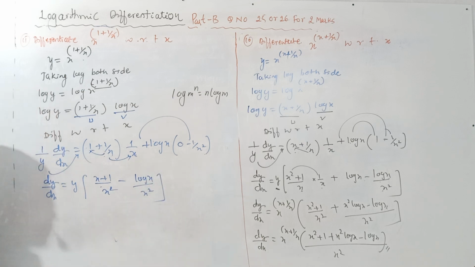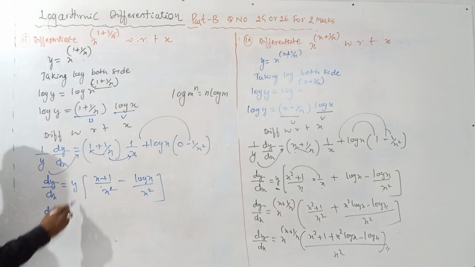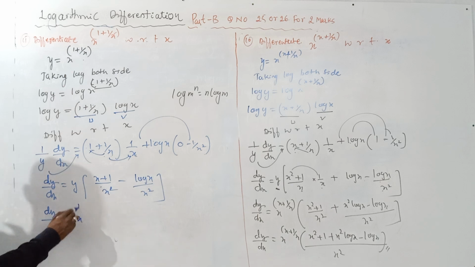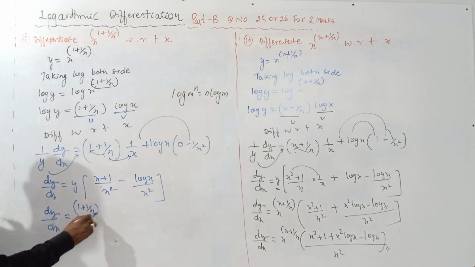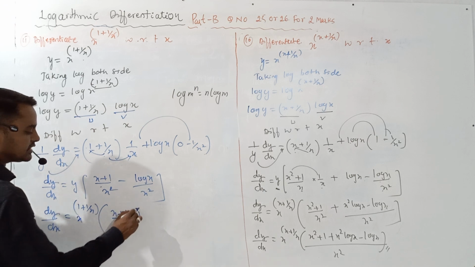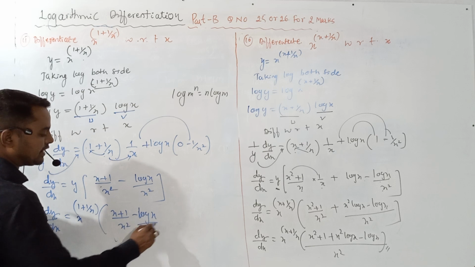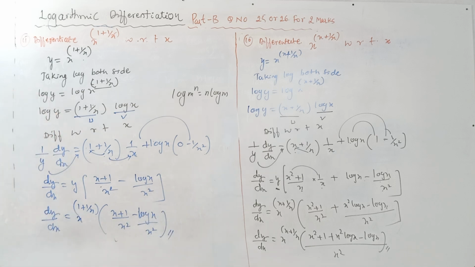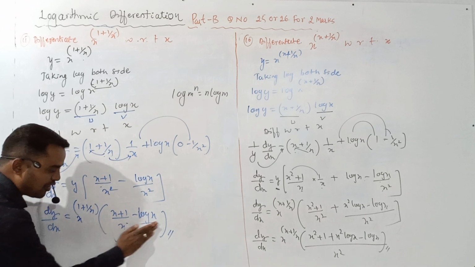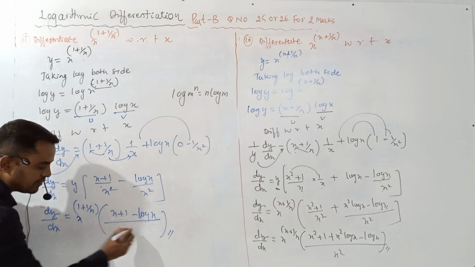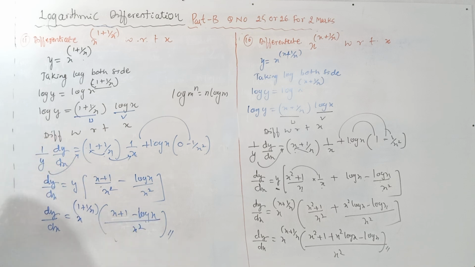Now what is common in the denominator here? x square is common. Then dy by dx is equal to y, which means x raised to 1 plus 1 by x, times x plus 1 divided by x square minus log x divided by x square. Write this x square common. This is the final answer.